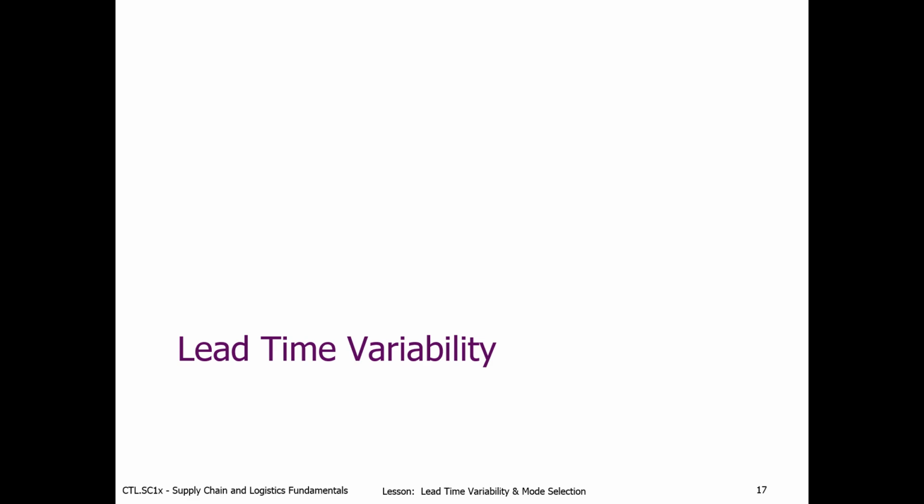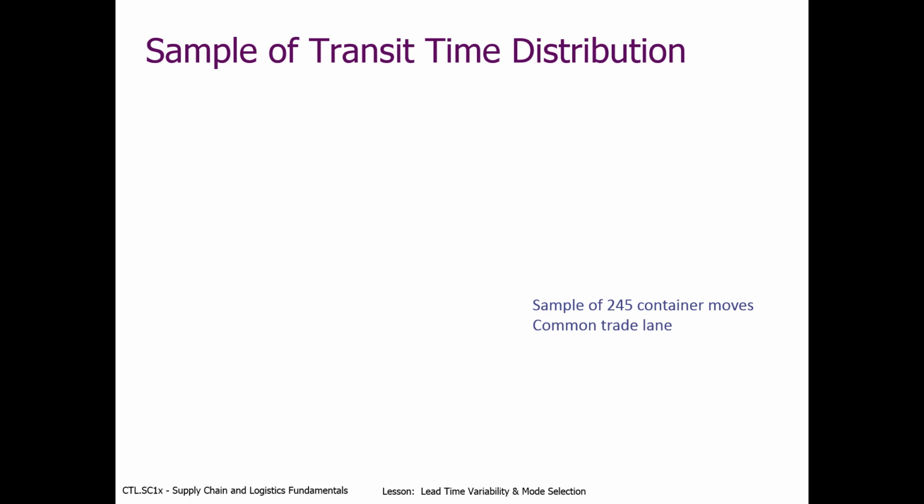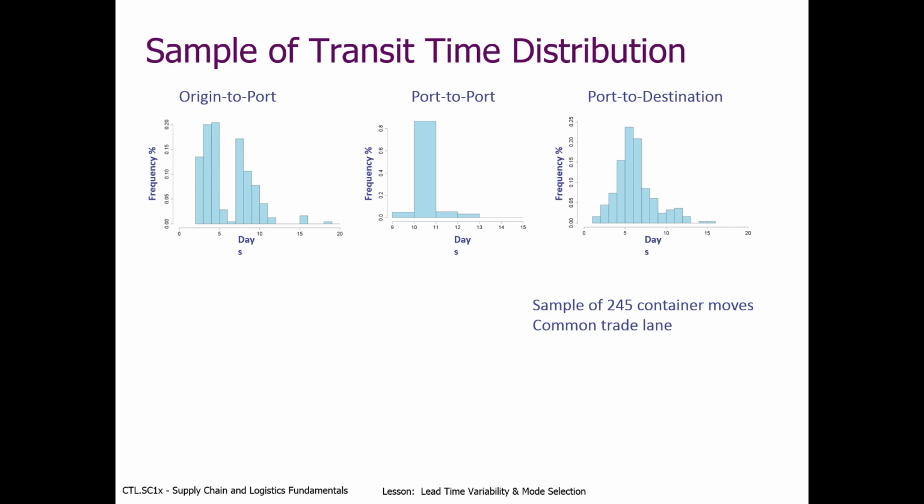So let's talk about lead time variability. And let's look at some data here. This is actually data from a sample of about 250 container movements on a common trade lane. So it's the same origin port and destination port move. And so we look at the distribution in time here for the movement from the origin into the origin port, the time from port to port over the water, and then the time from that destination port to final destination.